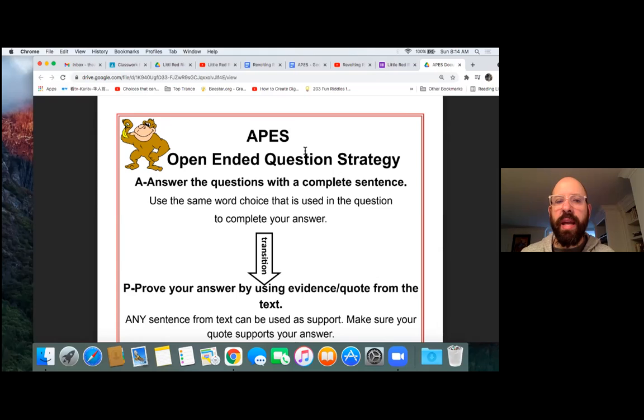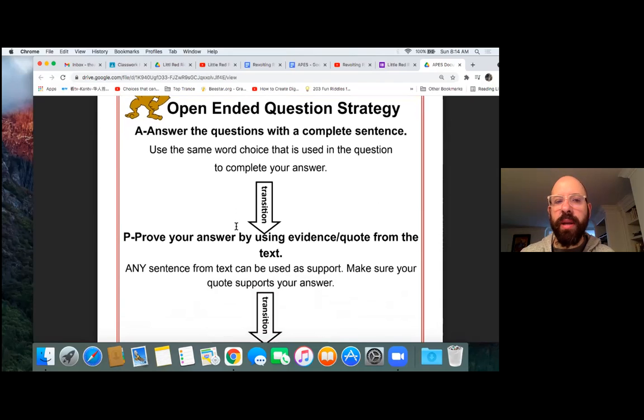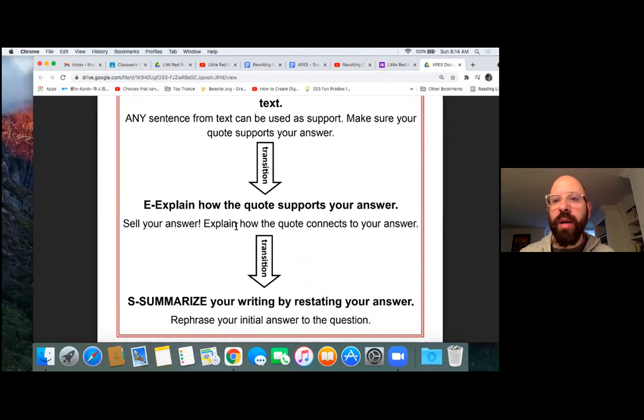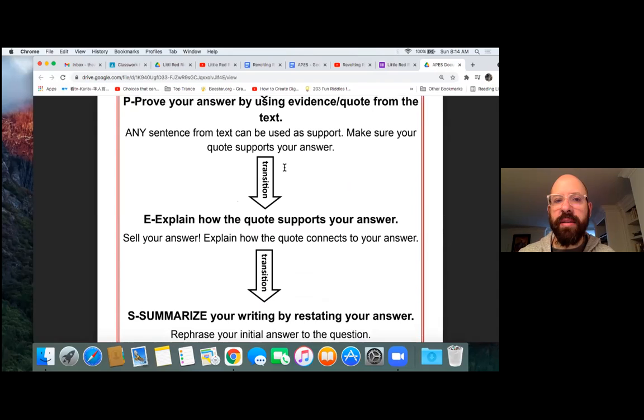Does anyone know what an open-ended question is? This is how you answer an open-ended question. There are 4 steps to answer an open-ended question. And if you learn how to answer an open-ended question, it will help you a lot, because a lot of questions you get in school are open-ended questions, and there's a specific way to answer them.